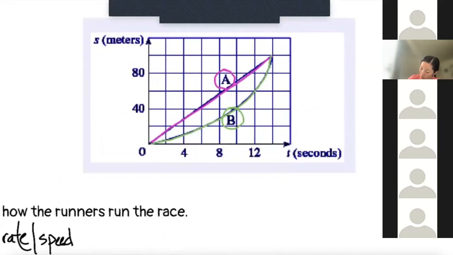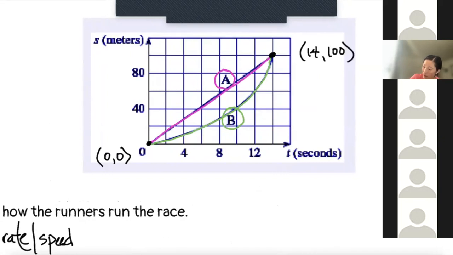Okay, so if I were to write the coordinate of this point down here, I might write 0, 0, as in at 0 seconds, they are 0 meters. They've not gone anywhere. But if I were to write the coordinate of this point up here, I might write 14, 100. Okay. And I'm going to actually just highlight the axes here. I love the content of this particular graph, but I don't really appreciate their color coding. I think it makes it a little harder to read.